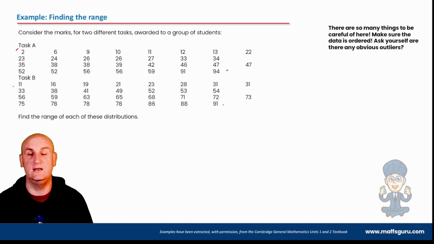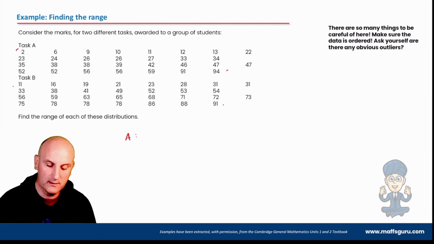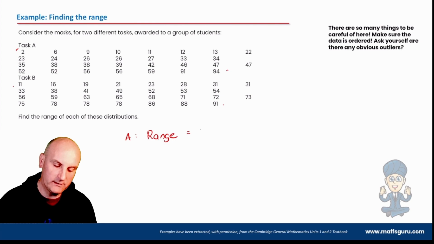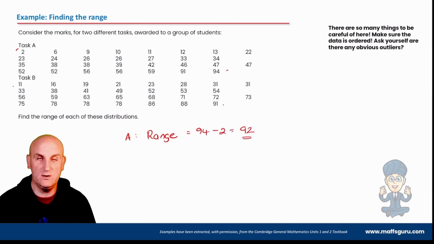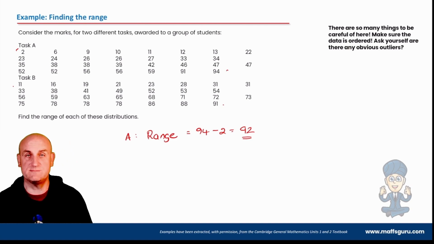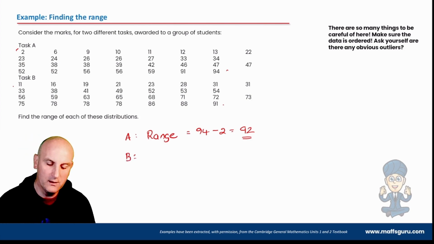So life is really, really good, because I can now say, well then for task A, my range is equal to, what's that, 94 minus 2, which is simply 92, right? So it could be 92 marks. That's a pretty wide range if you think about it. Somebody got 2 marks on a test, somebody got 94. Let's look at B. What is my range? Well, that's going to be my biggest data item, which is 91, minus my smallest data, which is 11, which is going to give me 80.